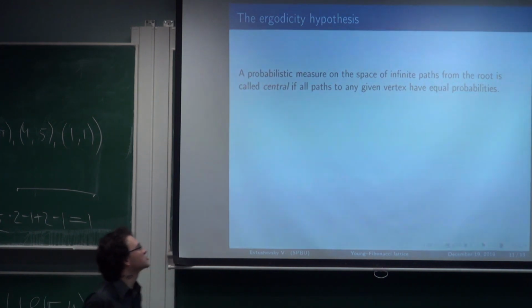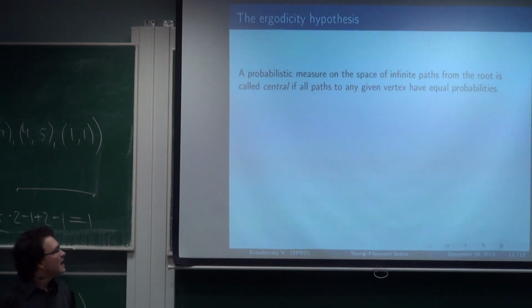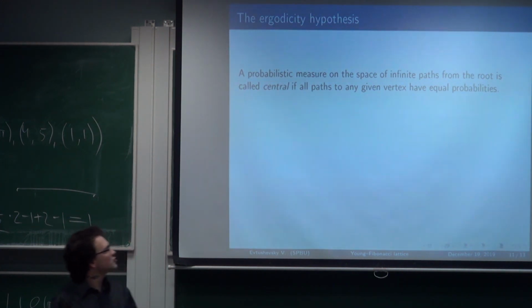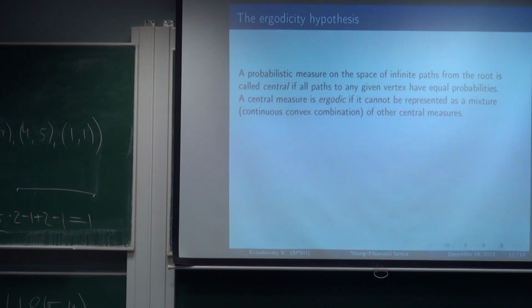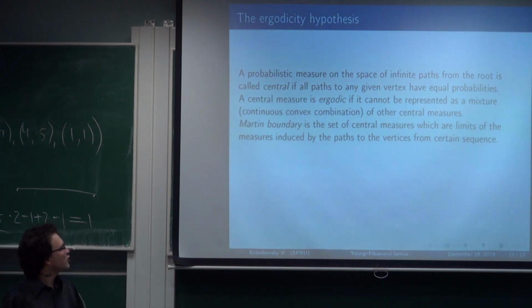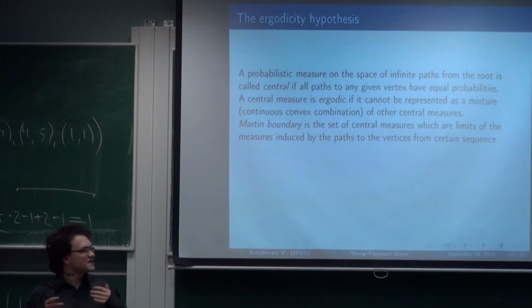A probabilistic measure on the space of infinite paths from the root is called central if all paths to any given vertex have equal probabilities. Second, a central measure is ergodic if it cannot be represented as a mixture, i.e. a continuous convex combination of other central measures. Third, the marching boundary is the set of central measures which are limits of the measures induced by the paths of a vertex from a certain sequence.